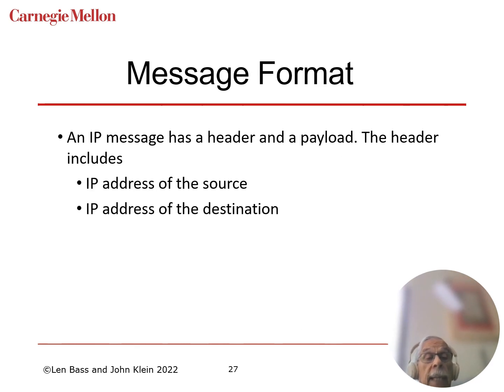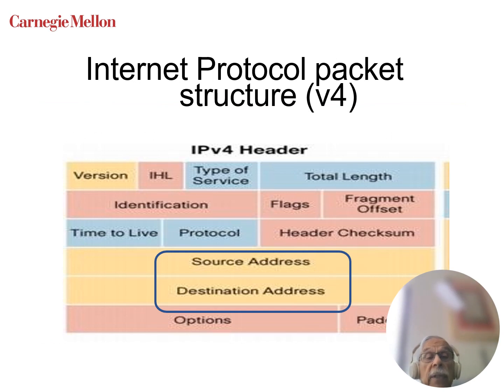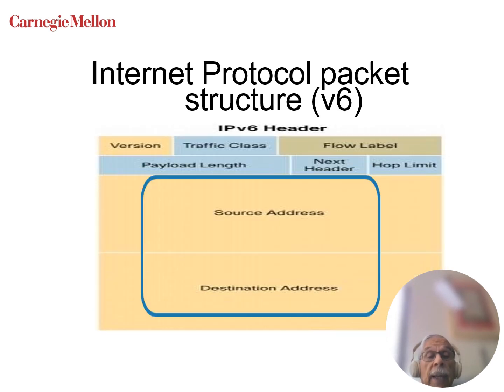And so every message has a header and a payload. In particular, the IP protocol does. And the header consists of the IP address of the source and the IP address of the destination. So this is what it looks like if it's IPv4. You see there's the source and the destination. There's other stuff in there. And this is what it looks like for IPv6. Again, there is a source and destination and other things in there.